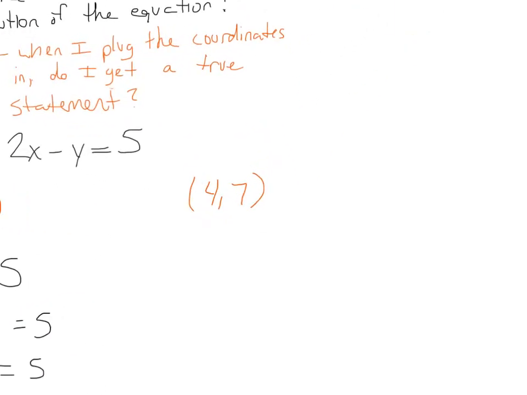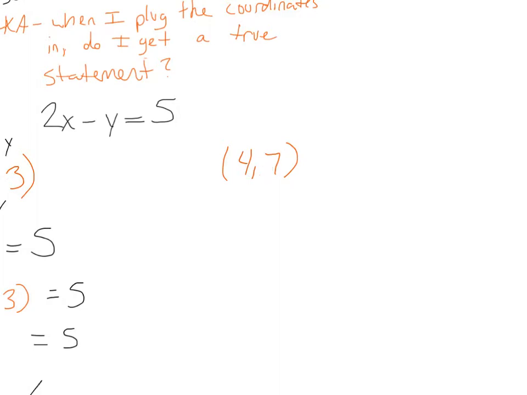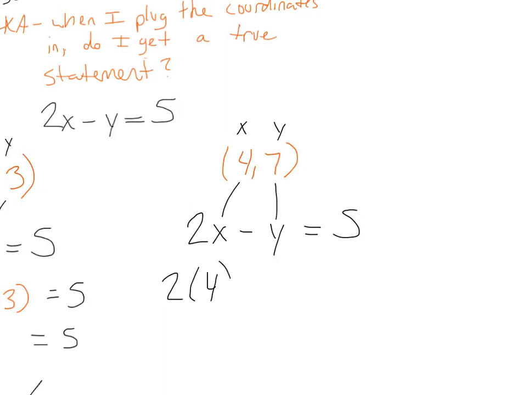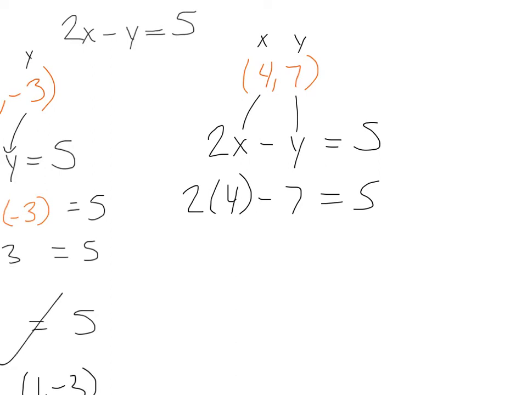So why don't you pause the video, and I want you to test this point. See if this point is a solution of that linear equation. All right, so I'm going to rewrite my original, and again plug in our x and y coordinates. 4 goes in for x, 7 goes in for y. And so now we have 2 times 4 minus 7 equals 5. Or really, I should write a question mark.